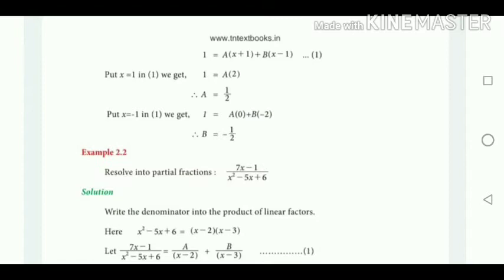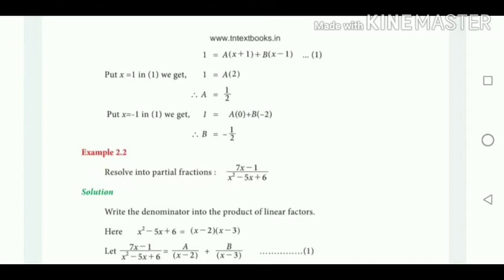After that we have to put x equal to 1. Listen, here the first element, a, is multiplied by x plus 1. So if we put minus 1 here, the element a becomes 0. If we put plus 1, the element b becomes 0. That is, we are giving the values minus 1 and plus 1 in order to find the values of a and b. So in the first case, x equal to 1.